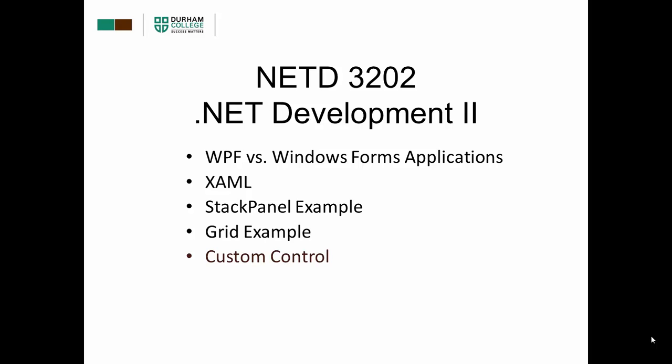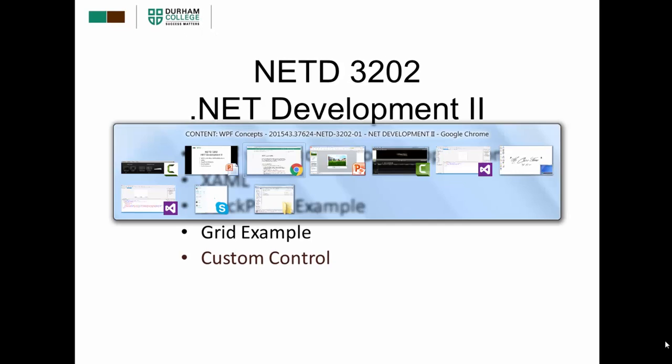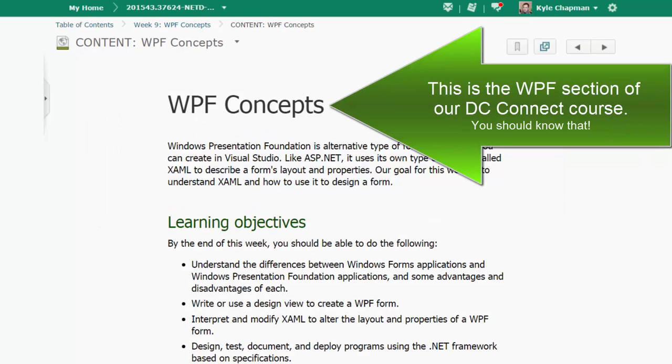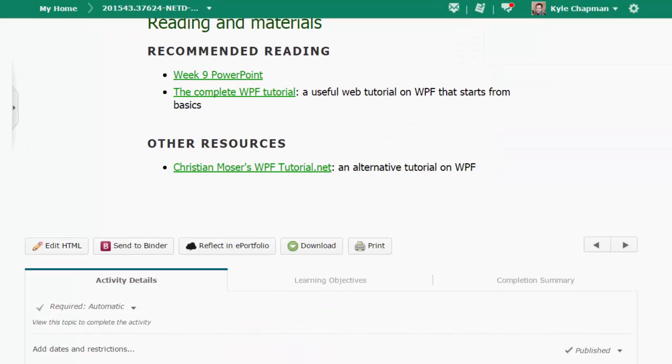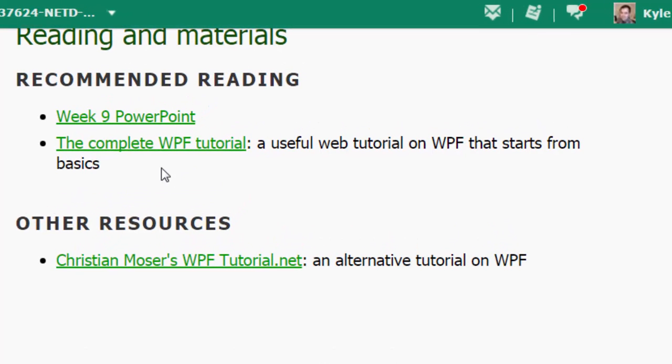The first thing I should probably mention is how you find resources about it. Our textbook doesn't really cover this at all, but it is valuable, and you're going to see it's an emerging standard. So if you need a resource for WPF, there are a couple linked on the content section in DC Connect. If you go down here, you're going to see there's this complete WPF tutorial. That would be my preferred one.